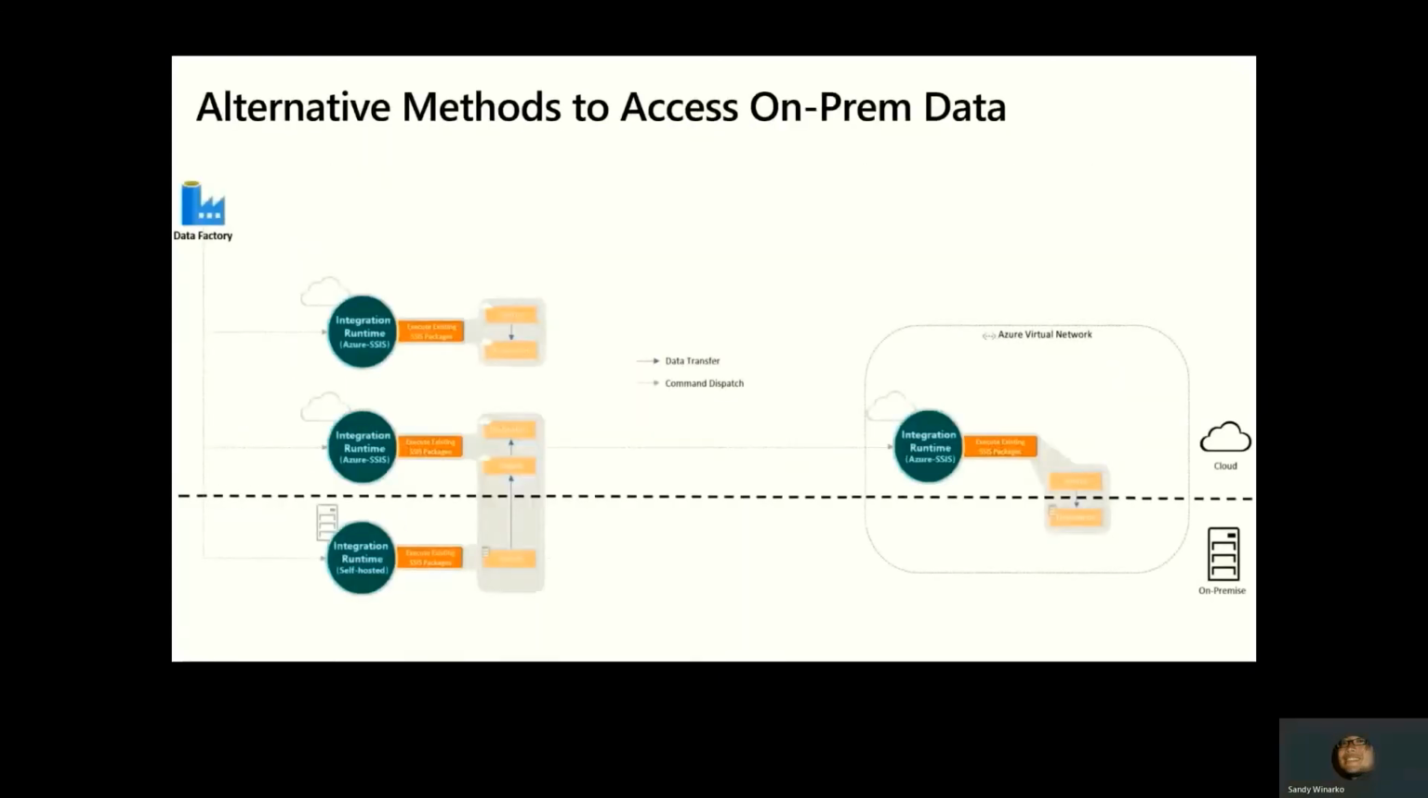VNet injection and self-hosted IR as a proxy are two alternative methods for on-premises data access from SSIS-IR. With VNet injection, you can join SSIS-IR to a VNet connected to your on-premises network via ExpressRoute or VPN gateway, so your on-premises data stores will be assigned private IP addresses that are accessible by SSIS-IR in the same VNet. With self-hosted IR as a proxy, you can install it in your on-premises network where your data stores reside.